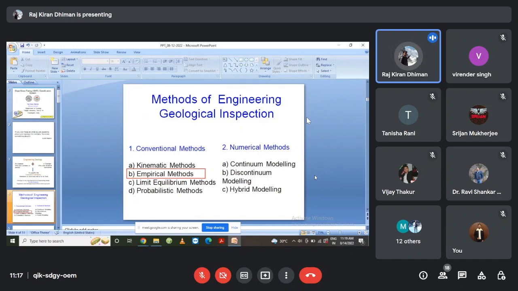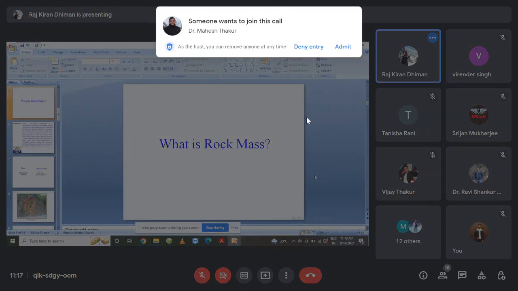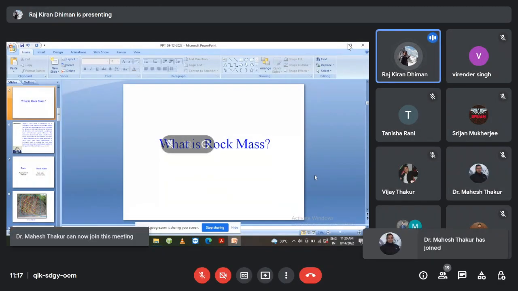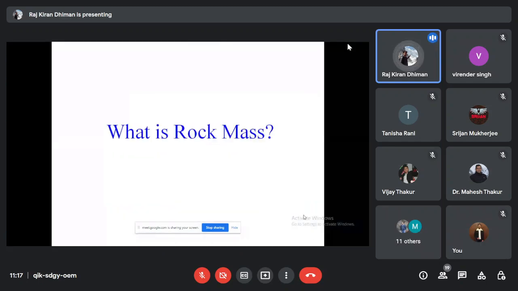In empirical methods there are many methods, but today we are talking only about slope mass rating. Before I start, I would like to ask all of you, what is a rock mass? If anybody can answer, what is rock mass?